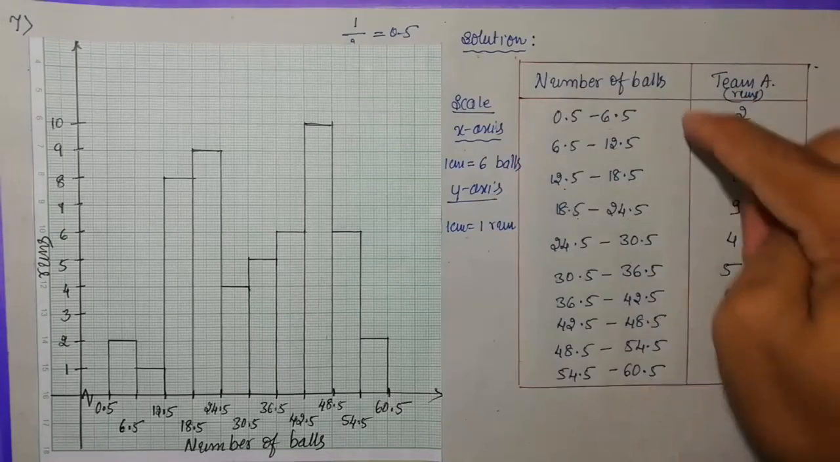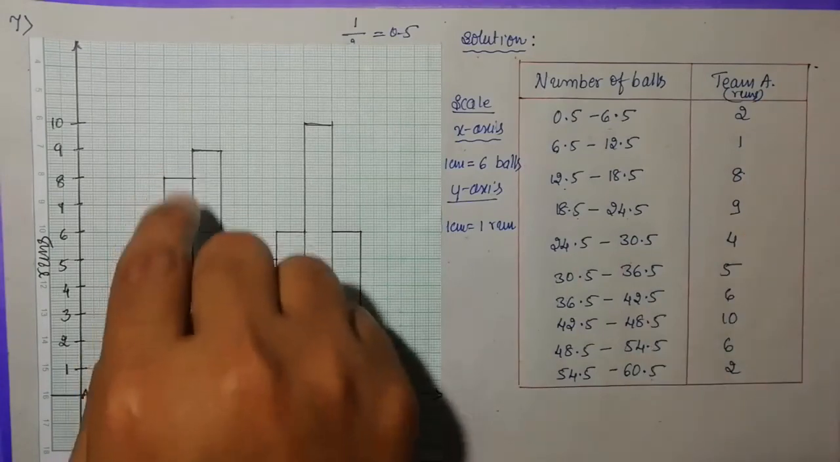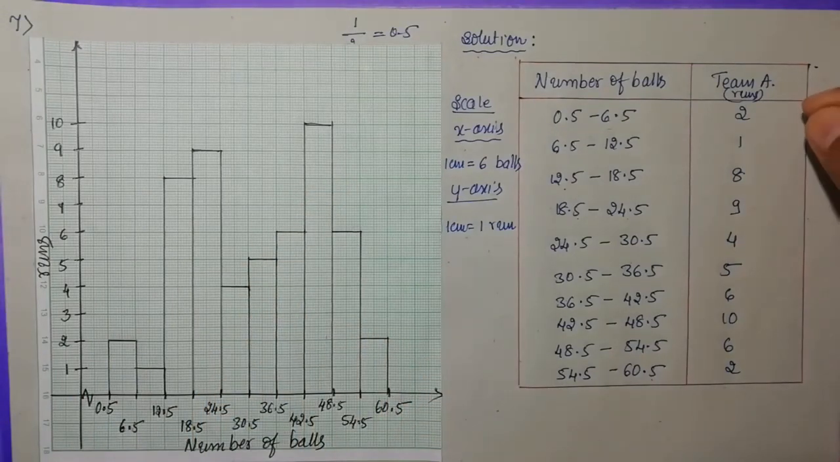Okay, the first column is the same as it is, and here also the values will be the same, but here the values will change. Because you need to write the runs scored by team B, and the lengths of these rectangular bars also vary, because the runs scored by team B will differ from team A. That's why you need to write that one. This is an exercise for you, and this completes the third exercise, exercise 14.3 of this chapter.